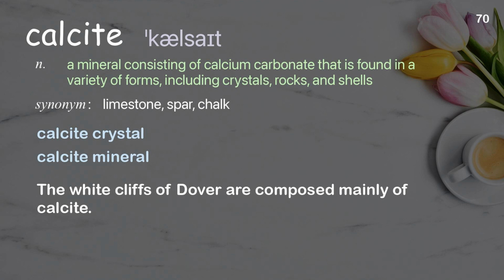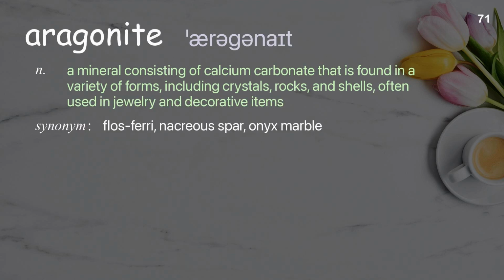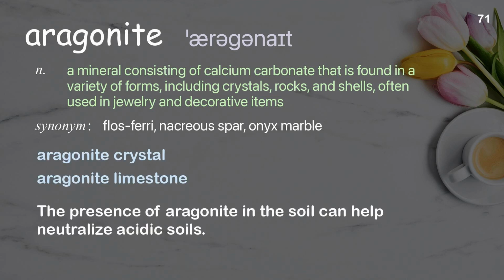Aragonite. A mineral consisting of calcium carbonate that is found in a variety of forms, including crystals, rocks, and shells, often used in jewelry and decorative items. Examples: aragonite crystal, aragonite limestone. The presence of aragonite in the soil can help neutralize acidic soils.